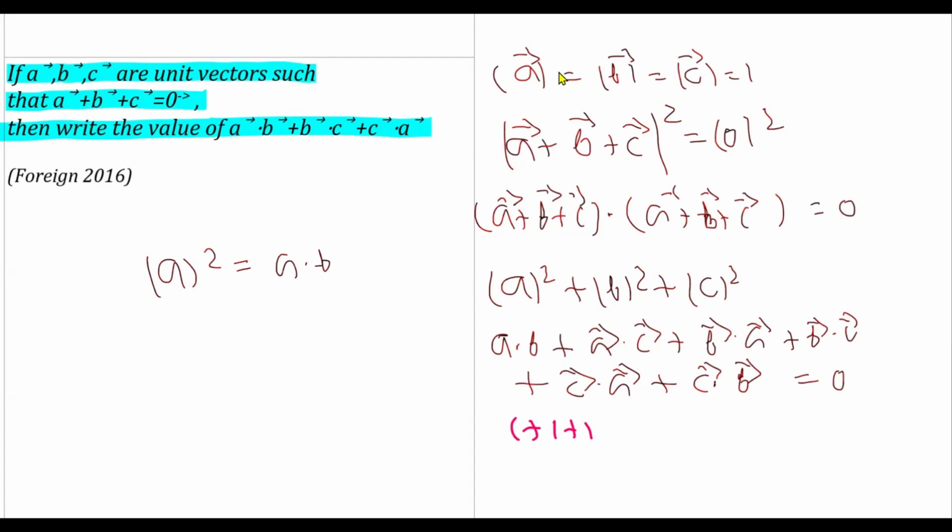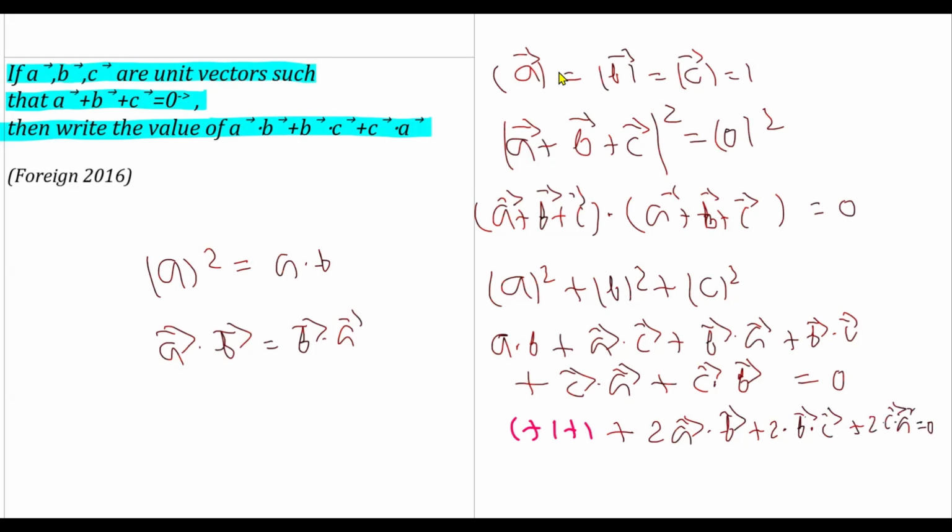Now, another thing you need to think about is that A dot B and B dot A are equal, as you know, for the scalar product, right? You have to mention in the exam that A dot B is equal to B dot A. So I can write this together as 2 times A dot B. And in the same way I can write the others as 2 times B dot C, right? And lastly, it is 2 times C dot A. That is equal to 0.